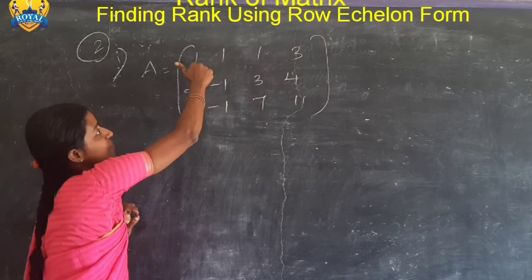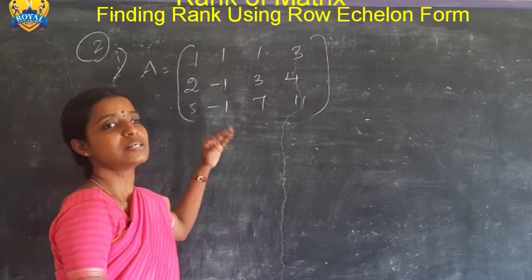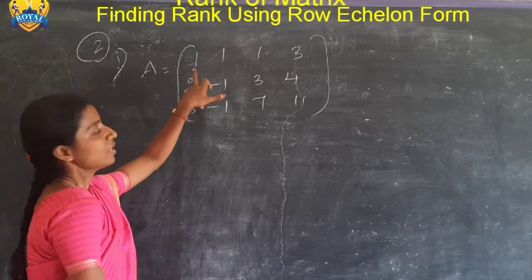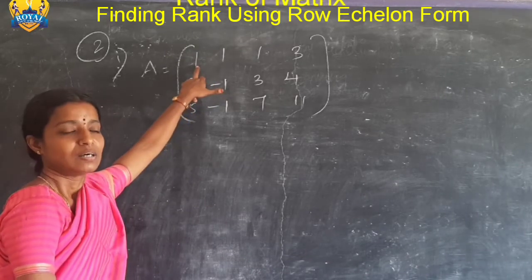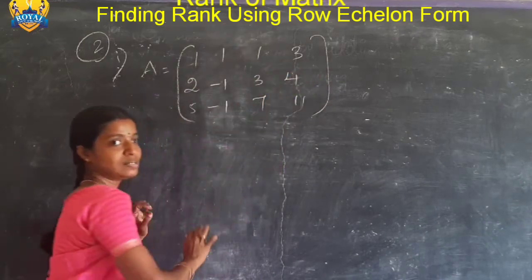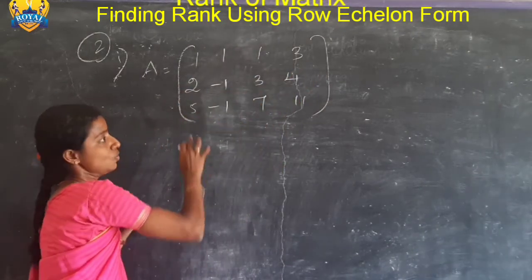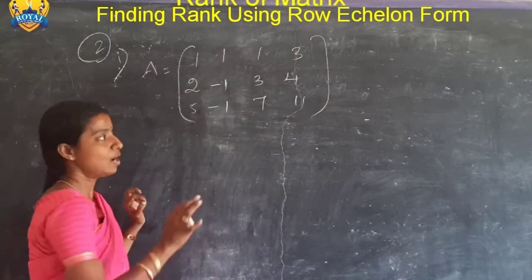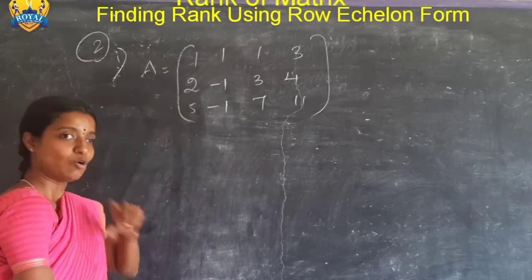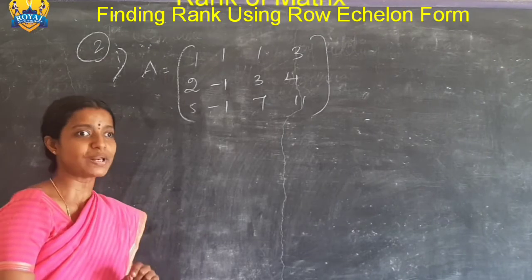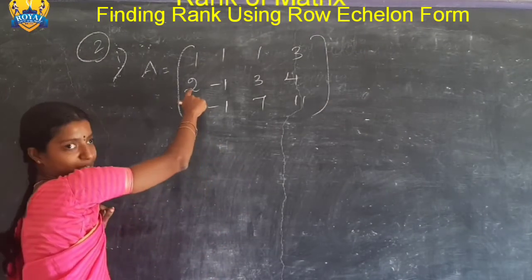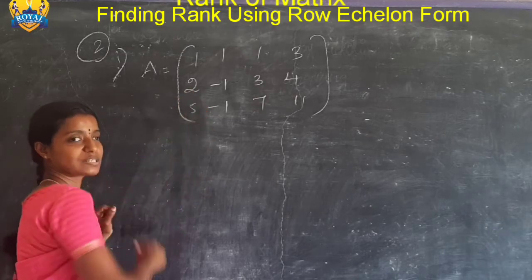If I have a small element in the first row, it is easy for me to carry on with the elementary row transformations. Now I have 1 here. So how to proceed? This is my R1, this is my R2, this is my R3. My first aim is to bring zeros in the second row first element and the third row first element.